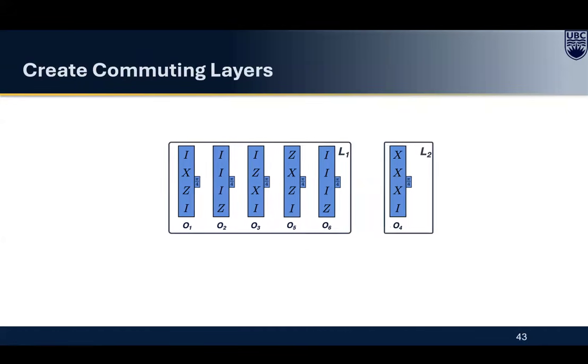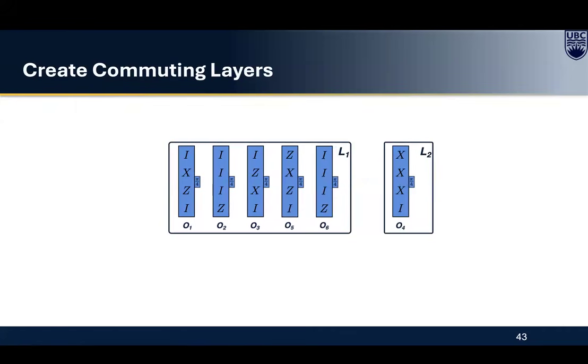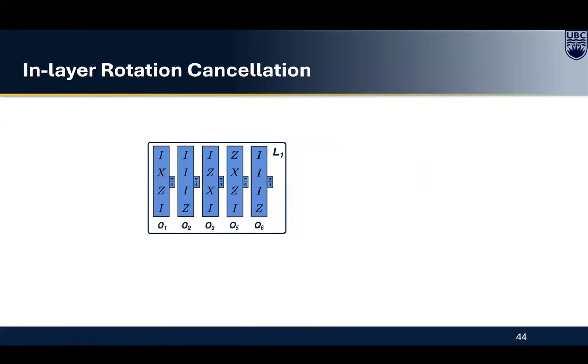So as the first step, what our framework does is that it creates these so-called commuting layers. For those ordered operations, we create commuting layers where, within each layer, all the operations commute with each other. So within each layer, they can be freely reordered because they each commute pairwise with each other. So let's take just the first layer.